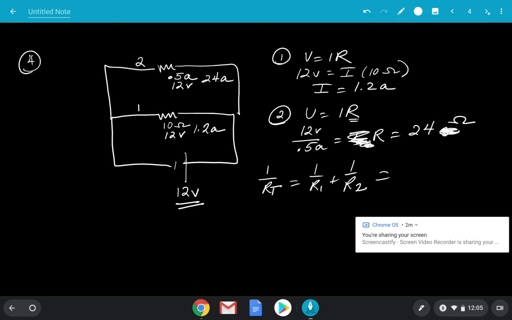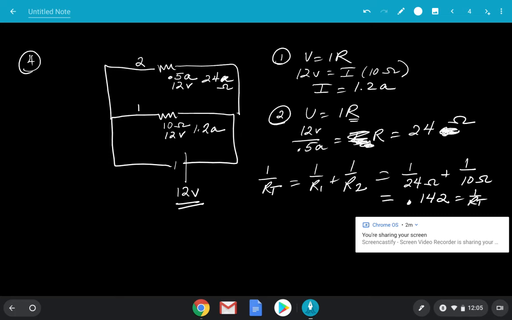All right, so we've got 1 over 24 ohms plus 1 over 10 ohms is equal to 1 over RT. So I'm going to let my calculator do the heavy lifting here. I'm just going to type this in, division within parentheses, so you can double check your math. When you get this, you should get 0.142, give or take. That is 1 over RT.